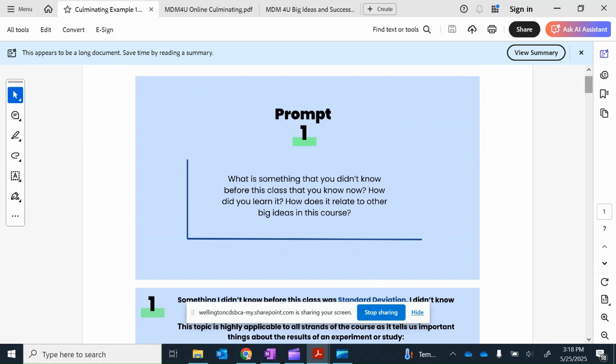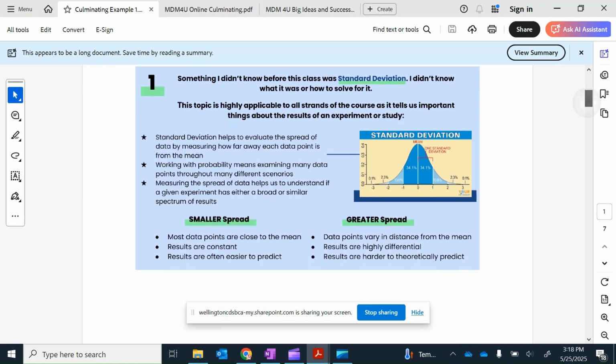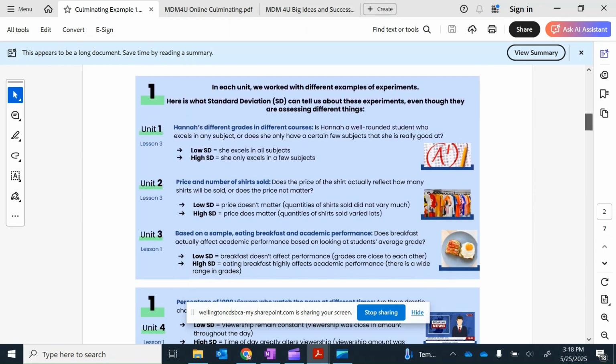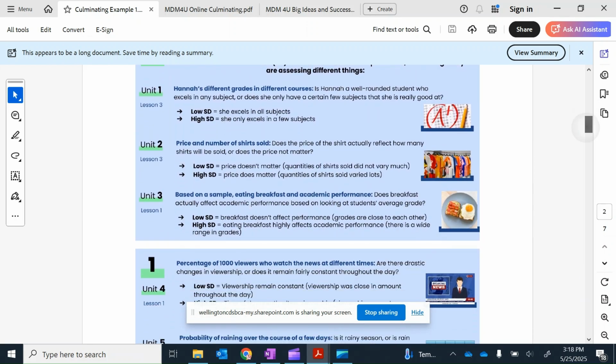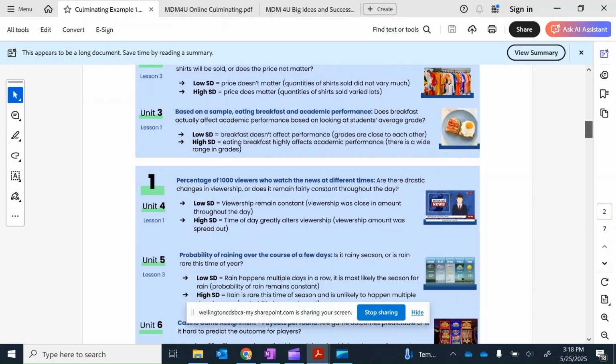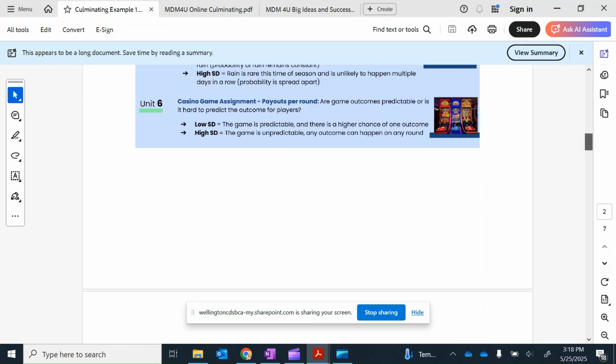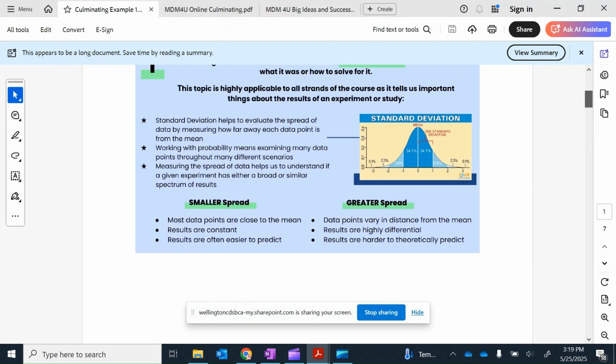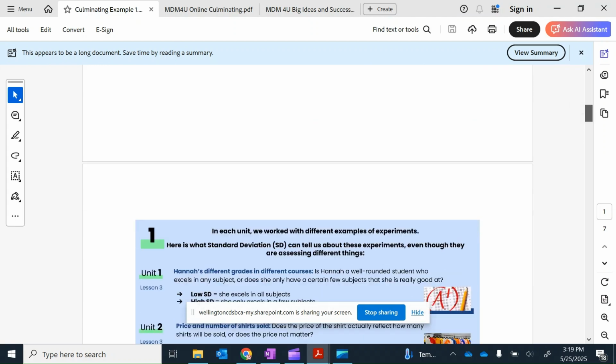So what's something you didn't know before the course? This person did standard deviation. The first slide is about what standard deviation means, what a small standard deviation is versus a larger standard deviation. They also show multiple examples of low standard deviation and high standard deviation. That's how they explain the basic idea of standard deviation, and they connected it with a normal curve.